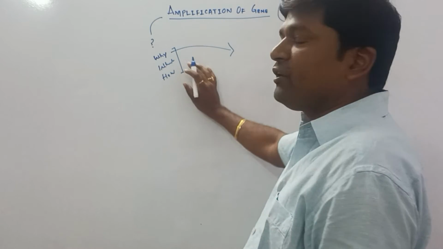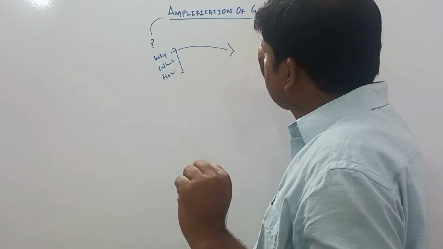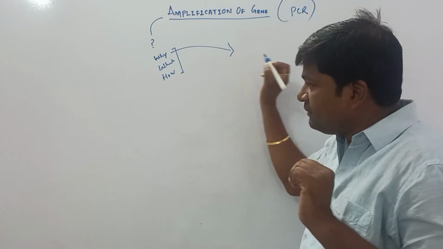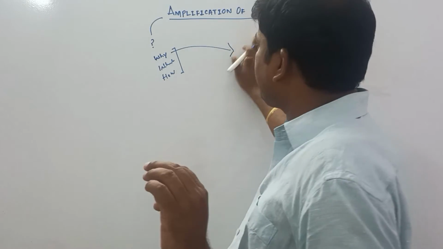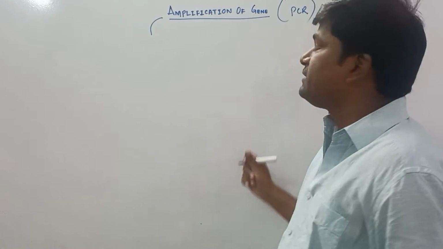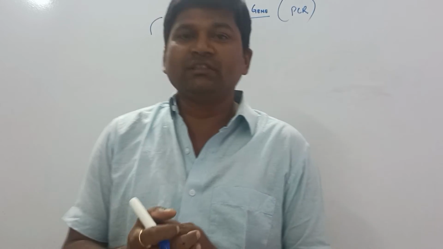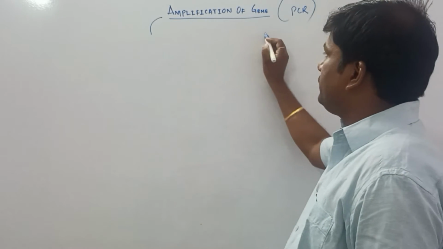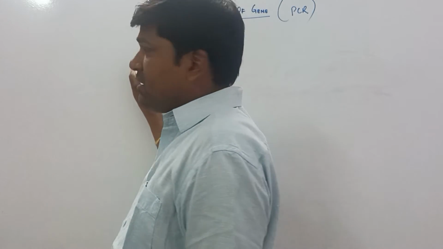If we look into the history of the process, it was first developed by Kary Mullis in the year 1969, which is not there in your NCERT. But why did they develop it? Because they had a gene sequence which was getting degraded. To store that gene sequence, they amplified it. So next we come to the process.